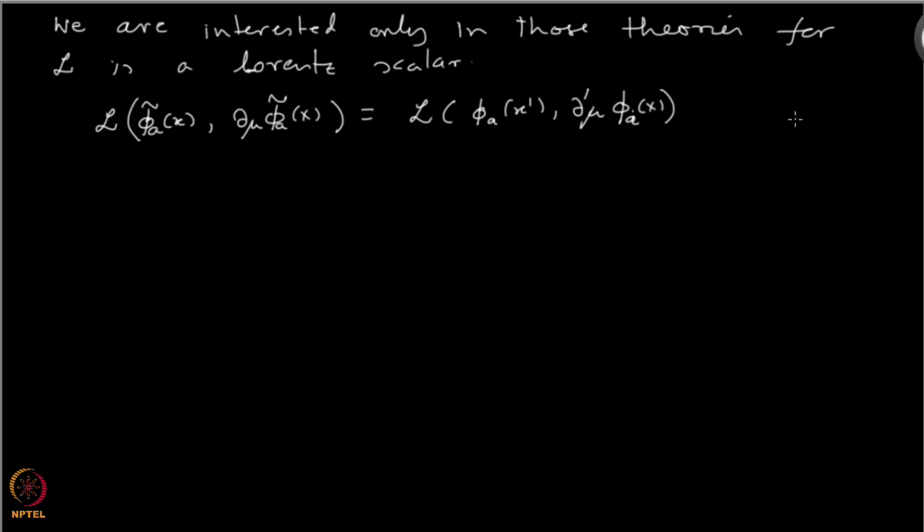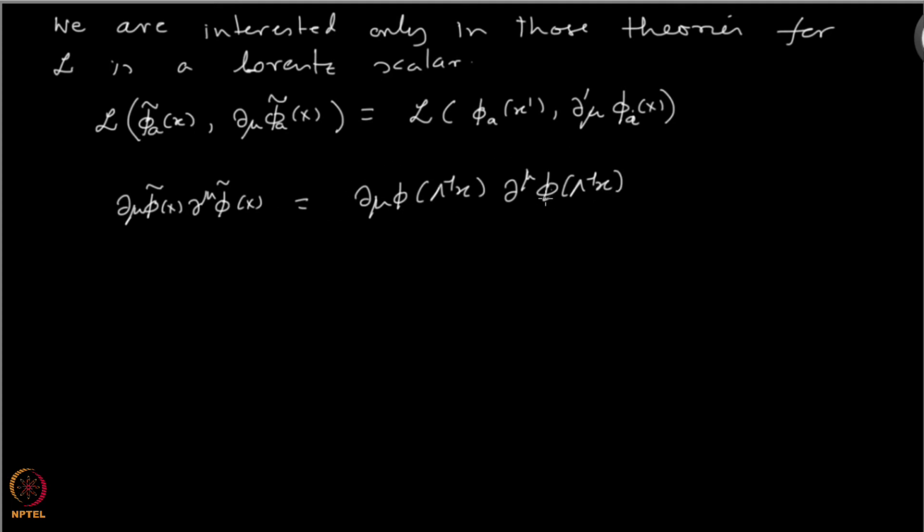So maybe I will give you an example and then it will be clear, and also I will tell you what exactly it means. So remember the Lagrangian density for a real scalar field, where you had, apart from some factors of half and other things, you had del mu phi. Okay, and let's look at the transformed version of this. So the transformed version is del mu phi lambda inverse x and del mu phi lambda inverse x. Sorry, this mu should be up. Okay, that is what it means.